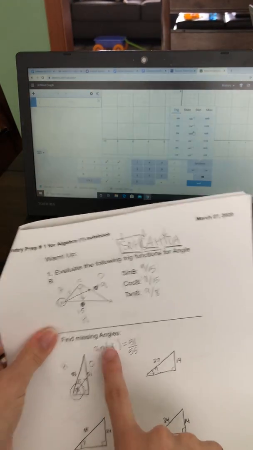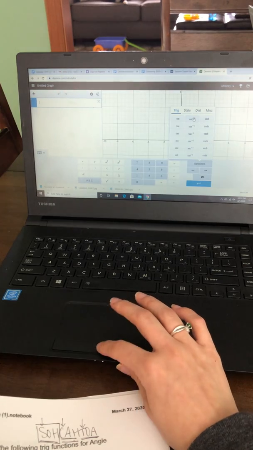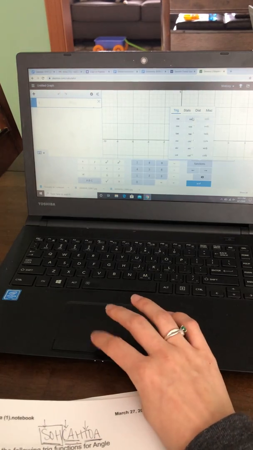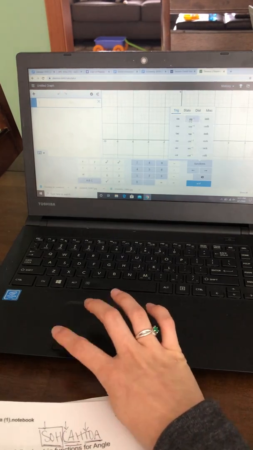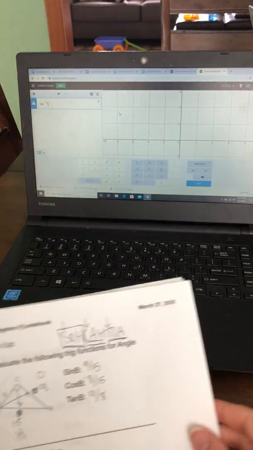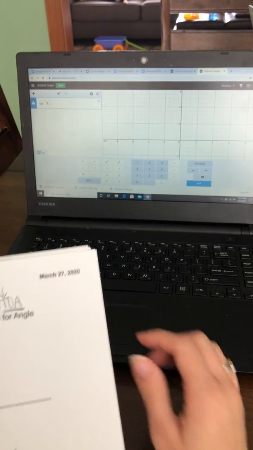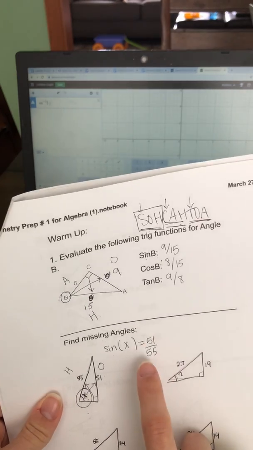So again, I'm using sine, but I need to click on the one that says sine of -1. Try that again. There we go. And then that'll show up here. And then in those parentheses, you're putting your fraction, 51 over 55.